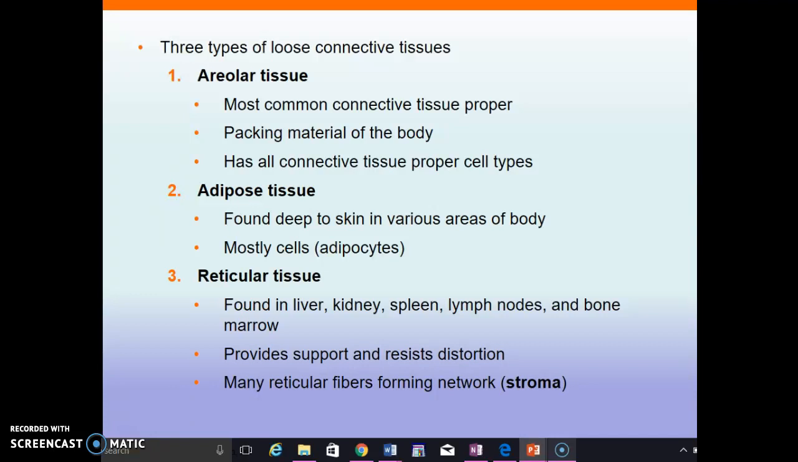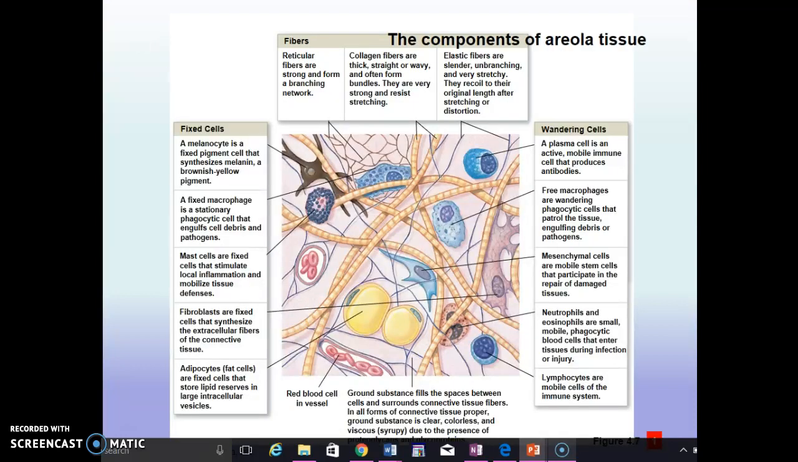Adipose tissue is mainly adipocytes filled with triglycerides for energy storage. We find adipose tissue in various spots of the body, but underneath the skin. Reticular tissue is found in a variety of organs: liver, kidney, spleen, lymph nodes, and it is a meshwork for support. You might want to pause on this to look at the different fibers and cell types.